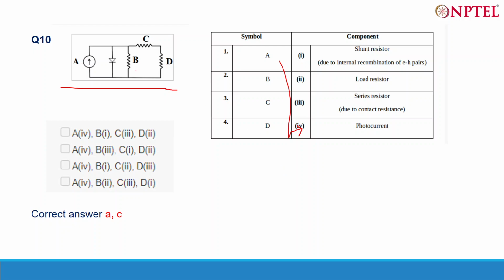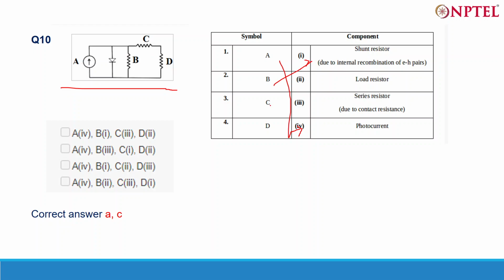And for B, what is B? So B is basically, you see that B is parallel to D, and it is also parallel to C. So B is basically a shunt resistor due to internal recombination of electron hole pairs. So it's basically a shunt resistor. Okay, B.